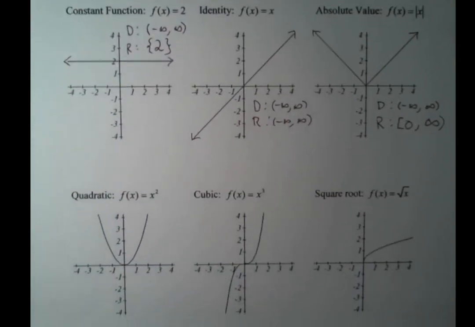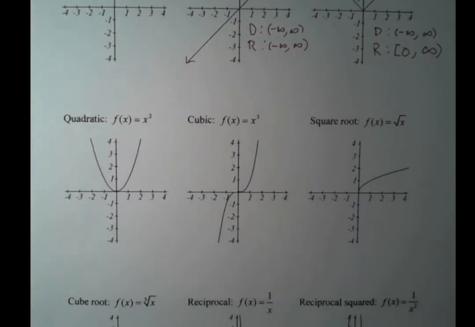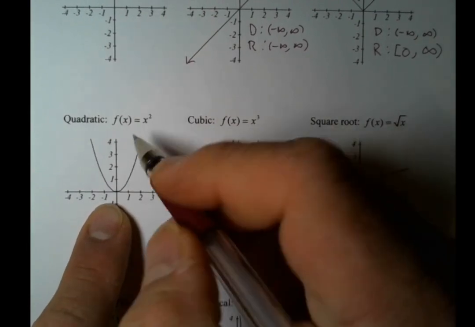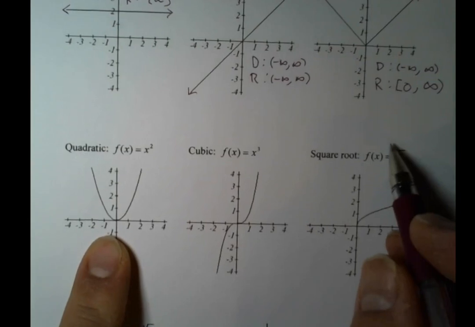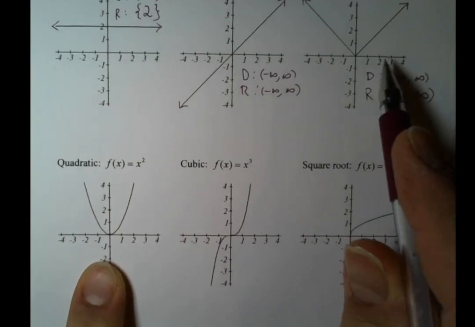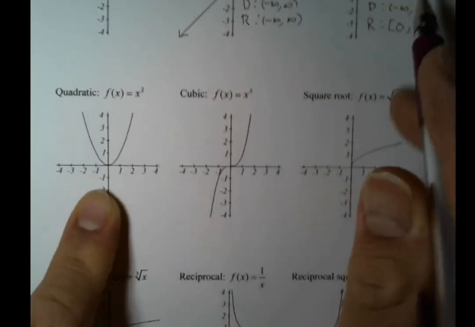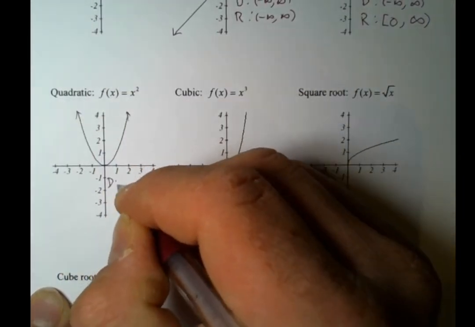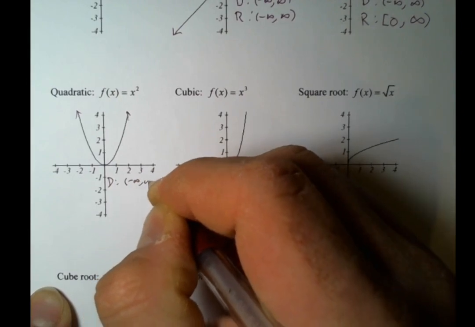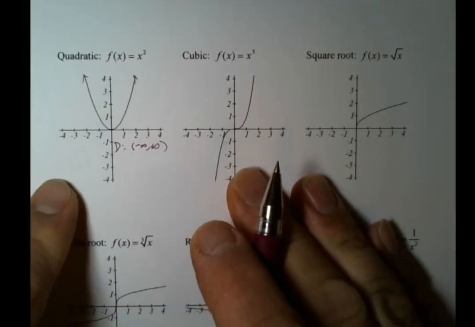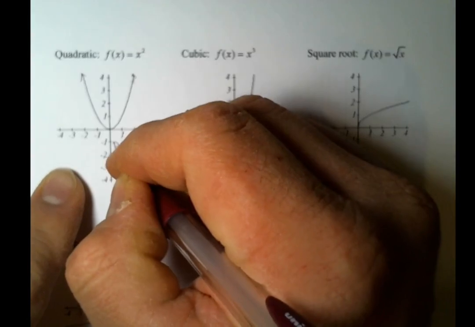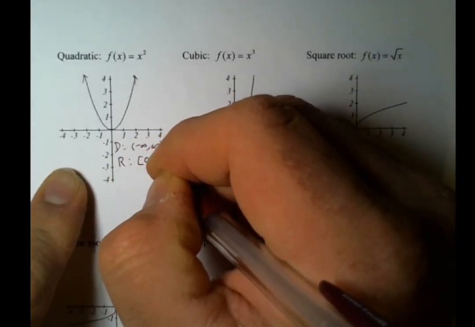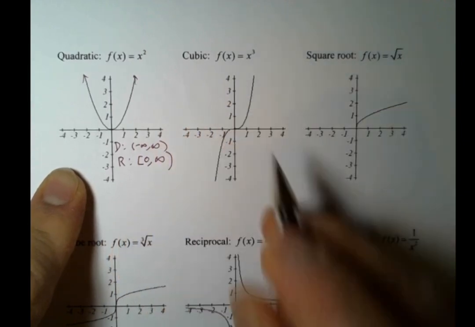And then moving on here, we have f of x is equal to x squared, or quadratic. Again, this is very similar in terms of the domain and range of the absolute value. It looks like it attains all values along the x. So the domain is from negative infinity to infinity. And the range is all non-negative numbers, starting at 0 and going up to infinity.